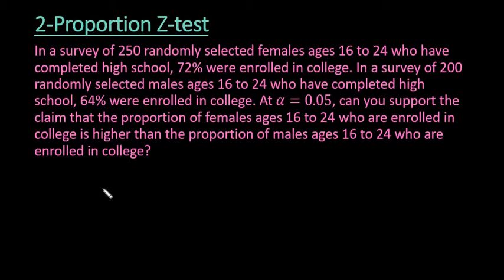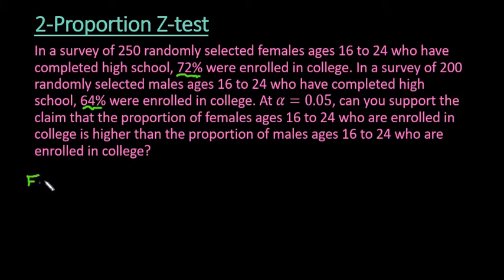In a survey of 250 randomly selected females ages 16 to 24 who have completed high school, 72% were enrolled in college. In a survey of 200 randomly selected males ages 16 to 24 who have completed high school, 64% were enrolled in college. At alpha equals 0.05, can you support the claim that the proportion of females ages 16 to 24 who are enrolled in college is higher than the proportion of males ages 16 to 24 who are enrolled in college?